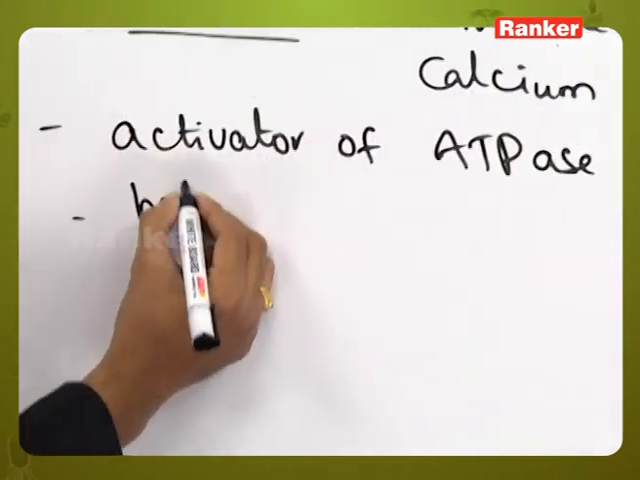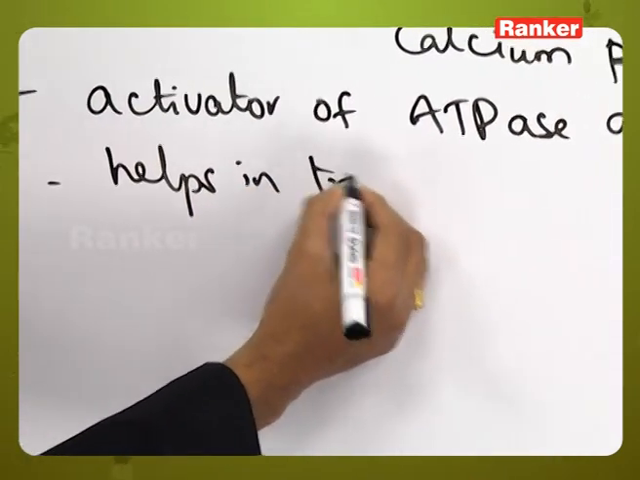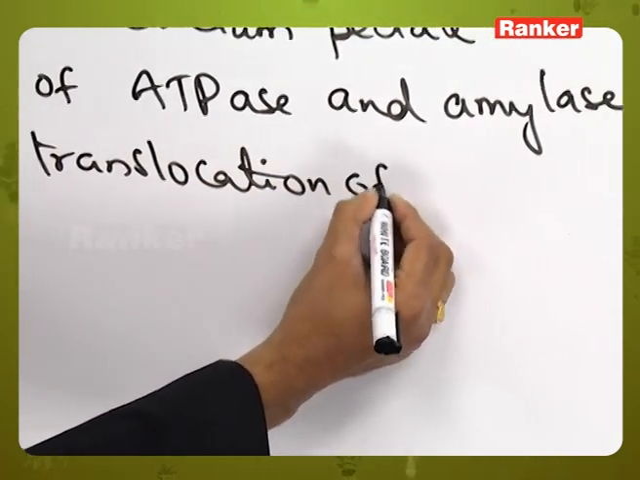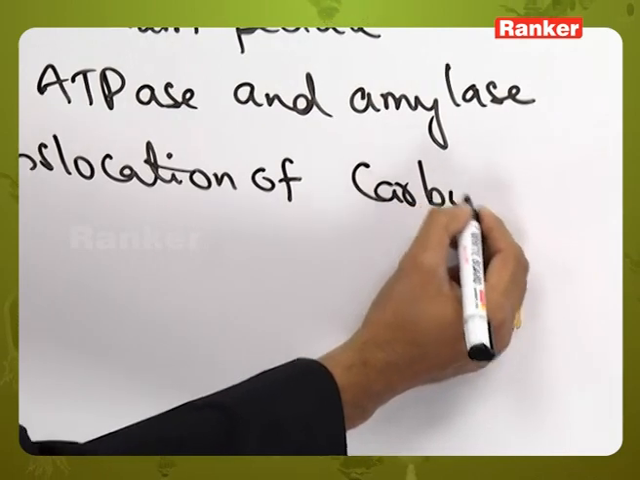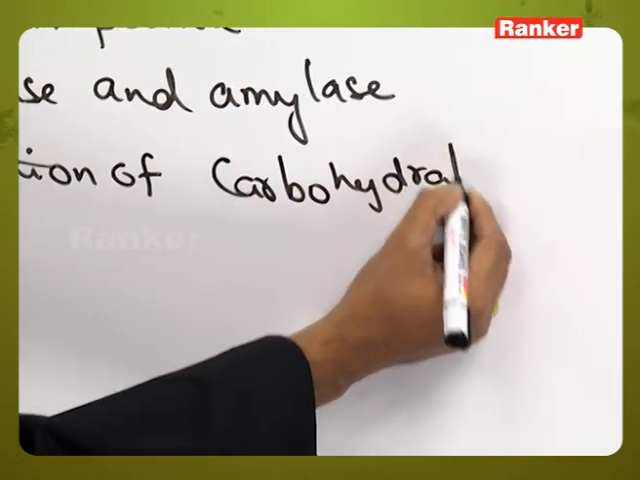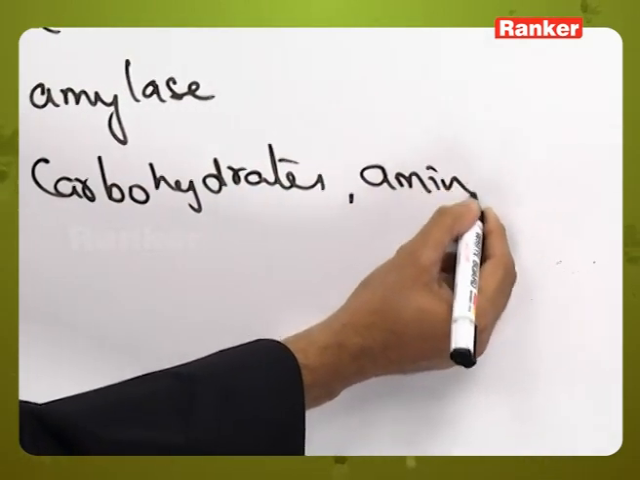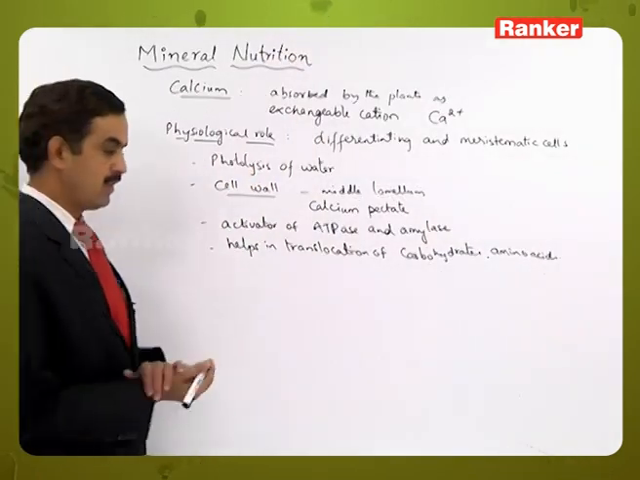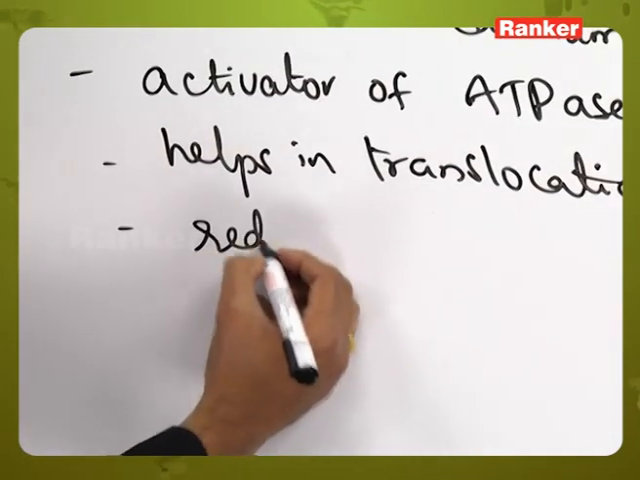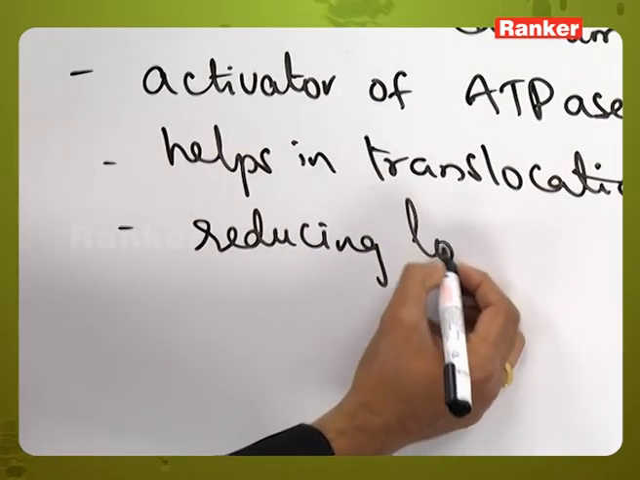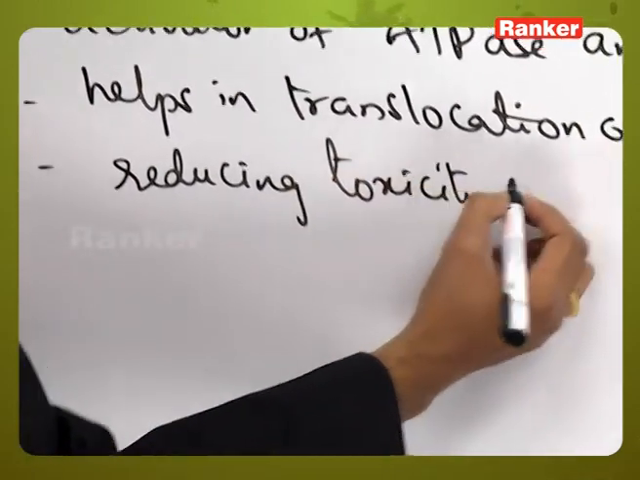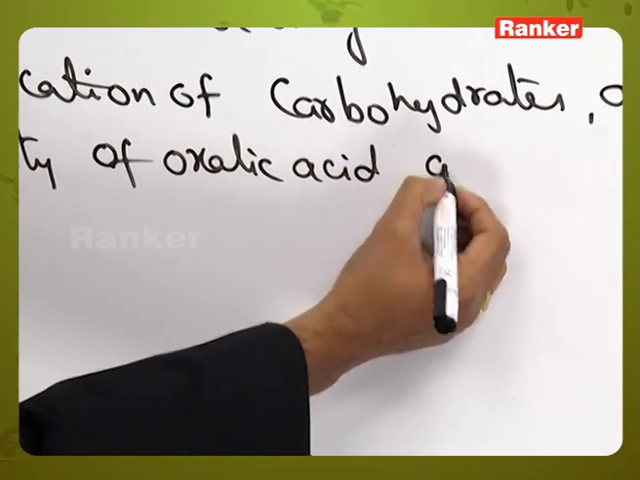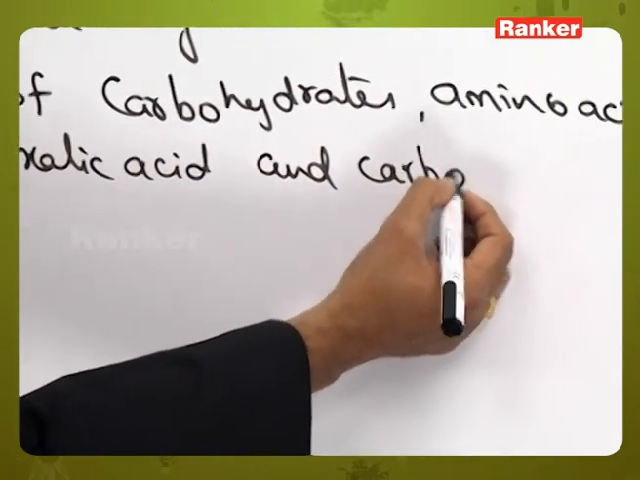and also it helps in the translocation of carbohydrates and amino acids in the plant body. It will help in reducing toxicity of oxalic acid and carbonic acid in the plants.